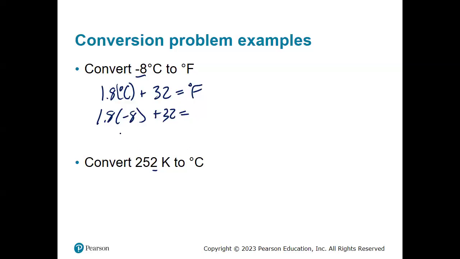1.8 times -8 is -14.4. If I add 32 to that, I get 17.6. Since our original measurement was known to the ones place, we would want to know this one to the ones place as well. So we would round that to 18 degrees Fahrenheit.